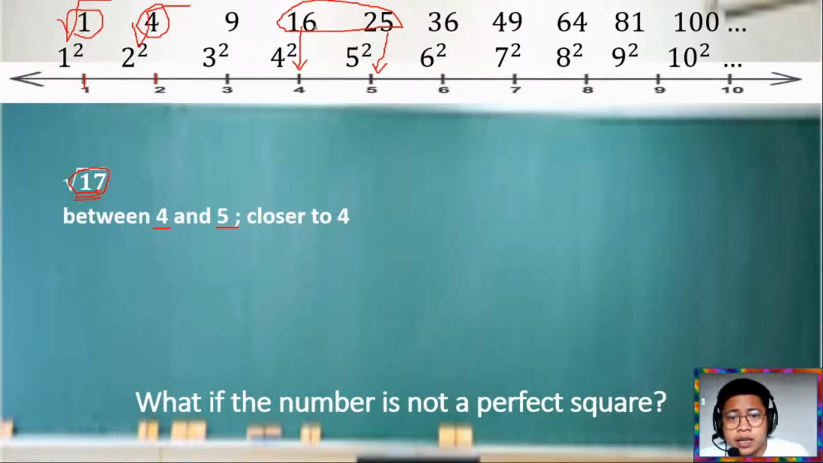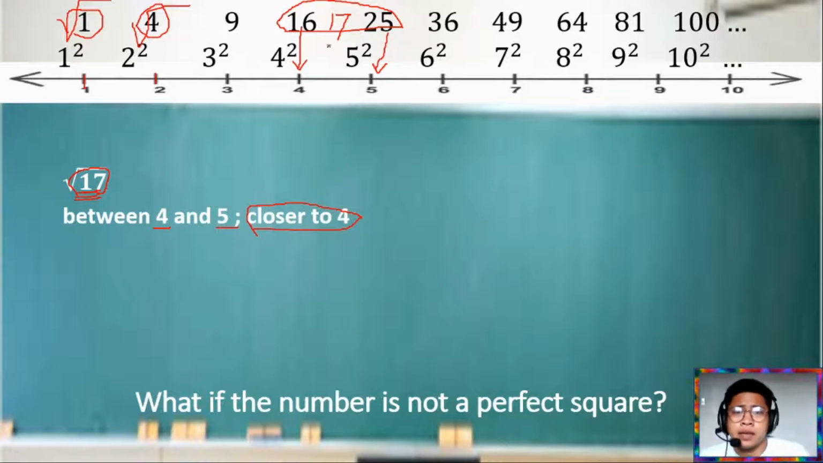Paano natin nasabi? Sabi natin nga, di ba? Hanapin natin si 17 sa pagitan ng anong numbers siya matatagpuan. 17 is between 16 and 25. The square root of 16 is 4. The square root of 25 is 5. Now, sabi ko dito, the square root of 17 is closer to 4. Mas malapit daw siya kay 4.